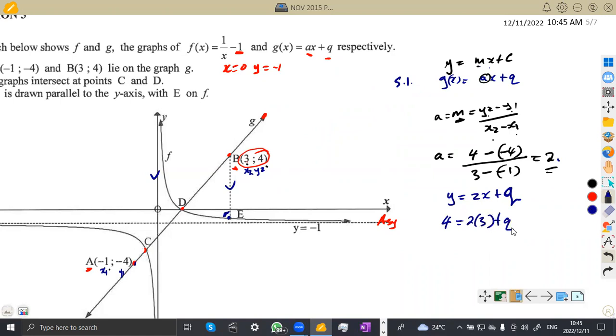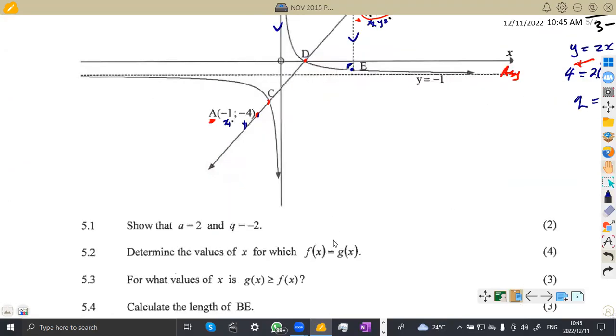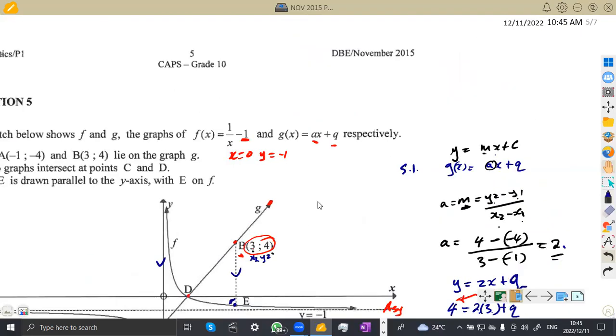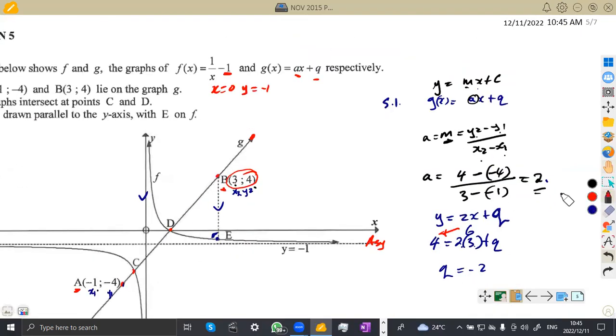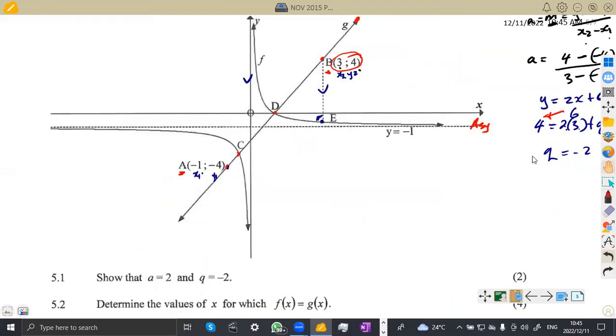So we can calculate q here. 2 times 3, that is 6. If we transpose the 6 to this side, that will be a negative. So that's 4 minus 6, which is negative 2. So that's q is going to be equal to minus 2. So we've managed to show that. So that means we can even rewrite our gx here as gx is equal to a, that was 2. So it's 2x minus 2. Okay, so that means we know the value. We know the equation now.